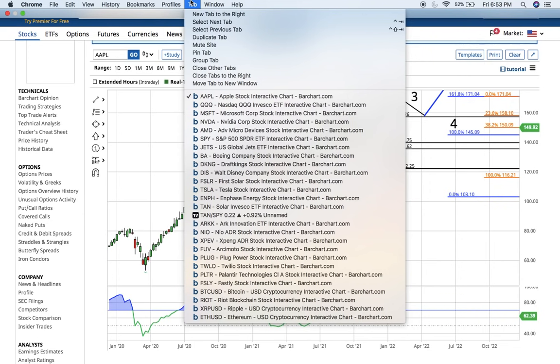We'll talk about Boeing, DraftKings, and Disney. We'll talk about First Solar, as well as Tesla and Enphase Energy. We'll talk about the Solar ETF TAN, as well as the ARK ETF.